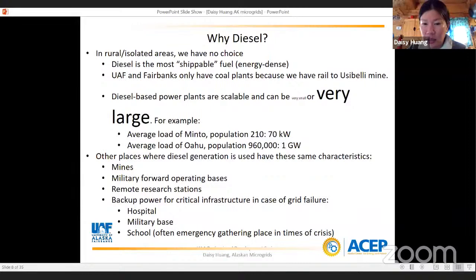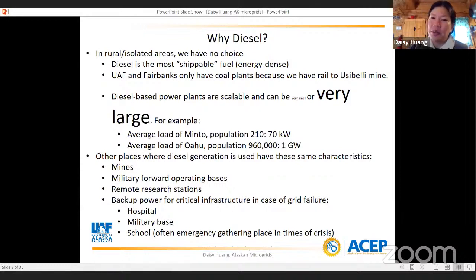Diesel is also highly scalable. It can be very small or it can be very large. Just extreme examples: I pulled Minto out of my imagination. Population of 210, their average load is 70 kilowatts, whereas Oahu, which contains Honolulu, has an average load of 1 gigawatt. And they're also on diesel, and they both work fine. Not fine from an environmental standpoint, but fine technically. So that's the main advantage of diesel. Again, Hawaii, nobody's going to ship a ship of coal. That's just not economical at all, but diesel is. So that's why diesel is the backbone, our starting point.